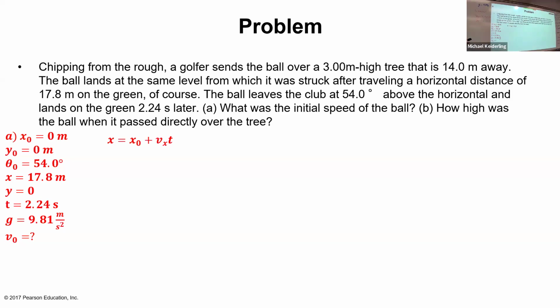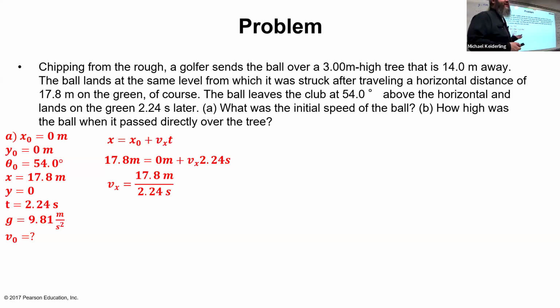So here, x equals x naught plus vx t. We can solve for vx by plugging in the known values. So we have 17.8 meters equals 0 meters plus vx times 2.24 seconds. And we find that vx is 17.8 meters divided by 2.24 seconds, the distance traveled over the time it took to travel that distance. So that's 7.95 meters per second.